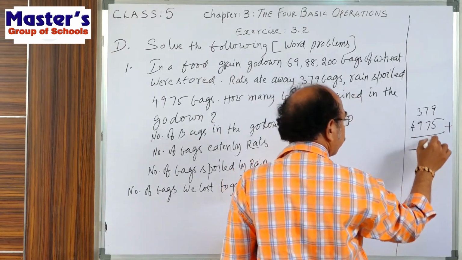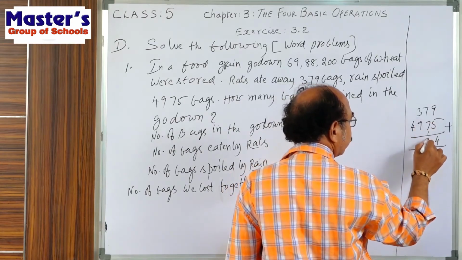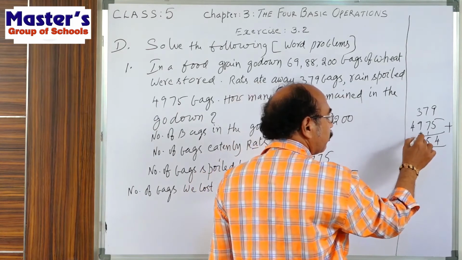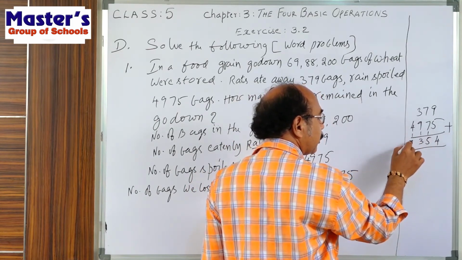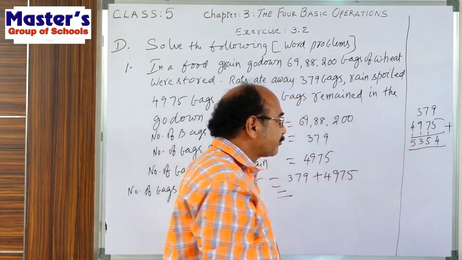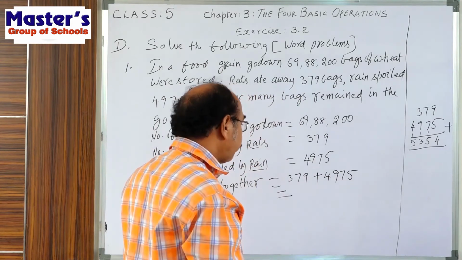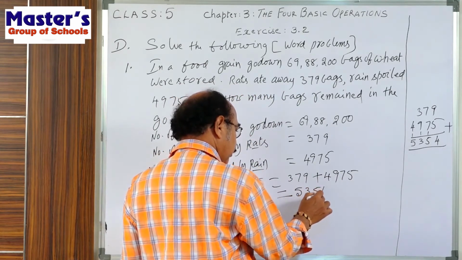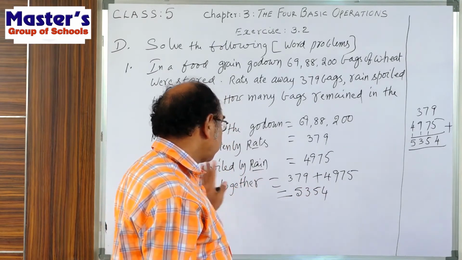Add: 9 plus 5 is 14, 4 here and 1 is carried. 7 plus 7 is 14, plus 1 is 15, 5 here and 1 is carried. 9 plus 1 is 10, plus 3 is 13, 3 here and 1 carried. 4 plus 1 is 5. So 5,354. These are the number of bags we lost together.